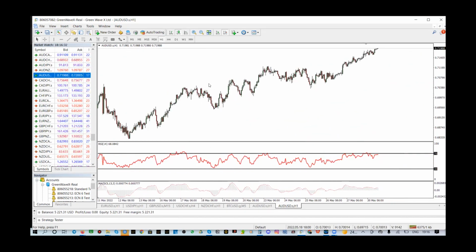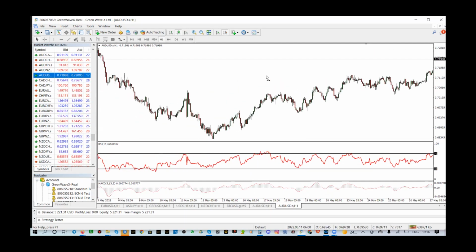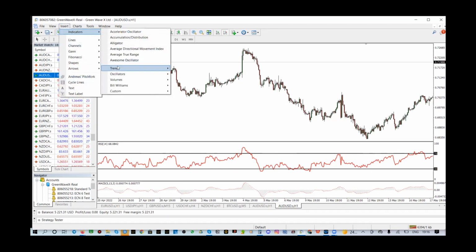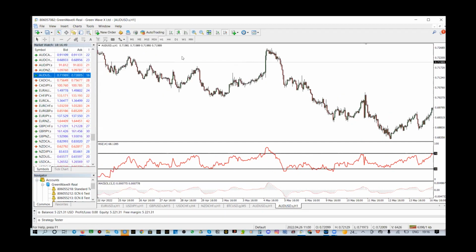Okay, if you want to use the stochastic, then I advise that you confirm with divergence every time, because the stochastic is really, really very fast. For example, let's use the stochastic so that you see what I'm talking about.